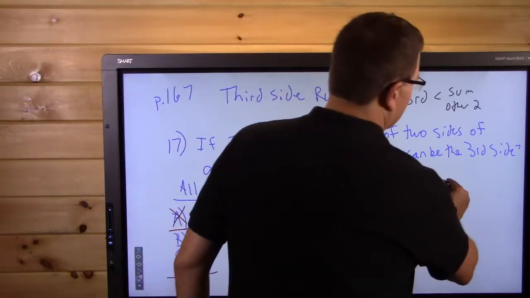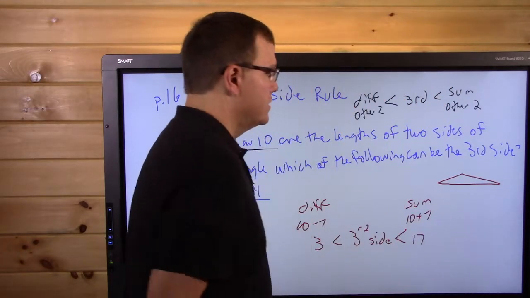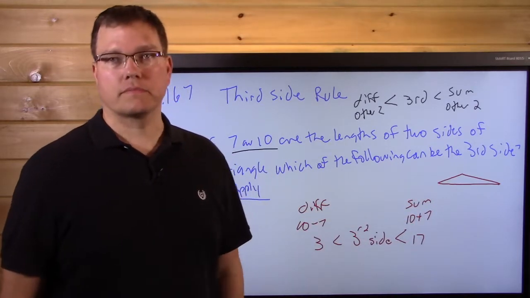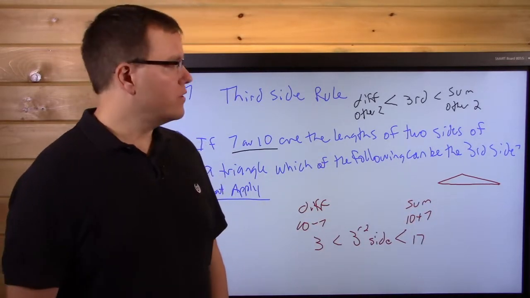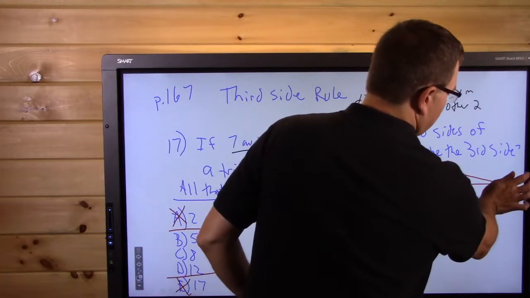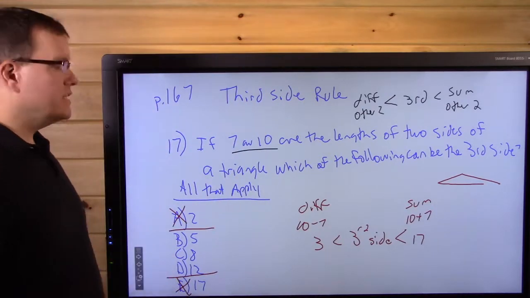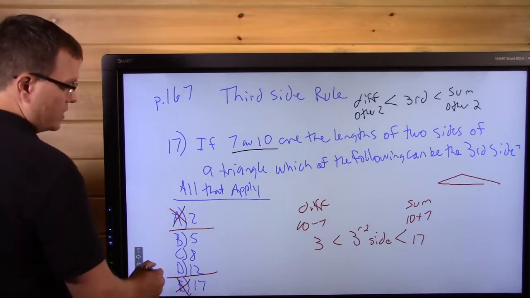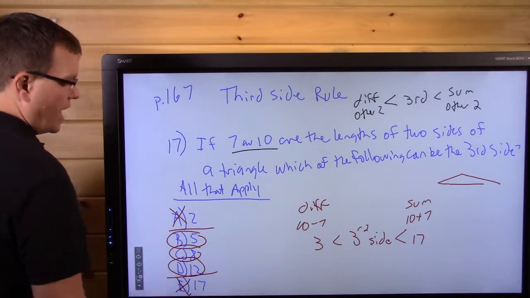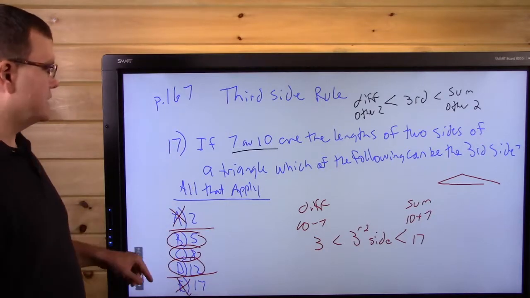You can imagine a triangle like this, right? That third side is bigger. If that third side was the same length as the other two, it would go something like this and not connect. So 17 is not going to work. It can't be exactly the same. So the answer is going to be B, C, and D. Anything bigger than 3, less than 17 is going to work. So B, C, D.